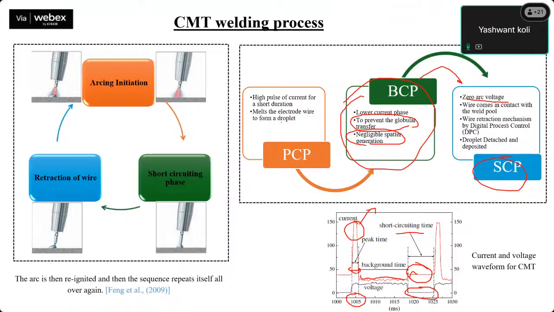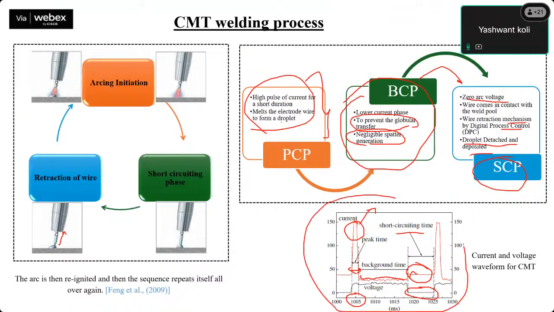The wire retraction mechanism by digital process control is done. As it is just touching the molten weld pool, the wire is retracted. You can see here, the wire is retracted, and only a tiny droplet is detached. As it is detached, there is no spatter generation, and the droplet is detached and deposited. So this is the complete process of CMT that I have discussed with you in detail. This is the pulse current phase, then the background current phase, and the short circuiting phase. All this combines into a process, and you can measure this current and voltage transformation through an oscilloscope. So this is a controllable factor in CMT.